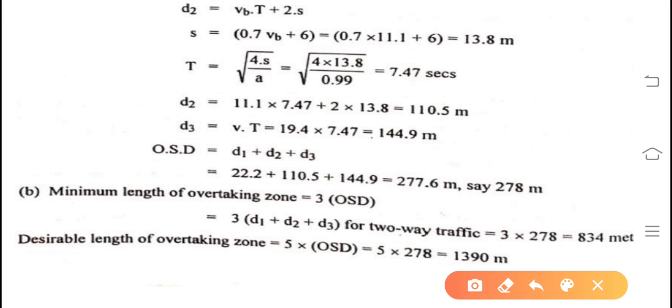Therefore, as asked in the question, what is the minimum length of overtaking zone? That is 3 times OSD. 3 multiplied by 278, you will get 834 meters. Desirable length of overtaking zone is 5 times that. Therefore, you will get 1390 meter.